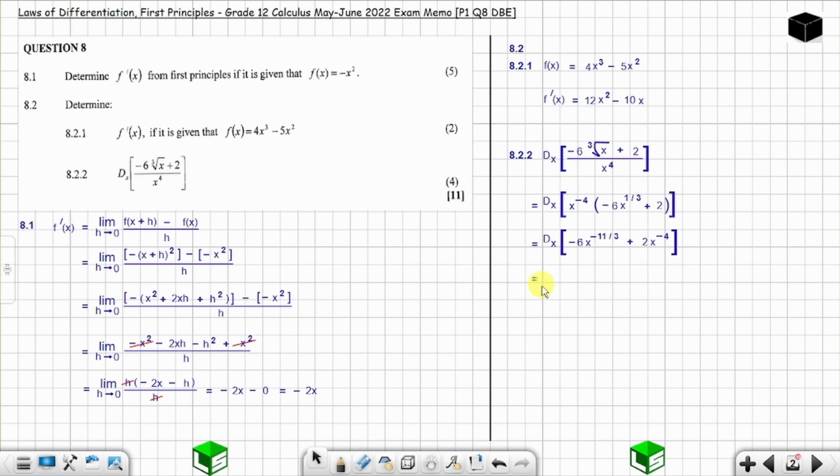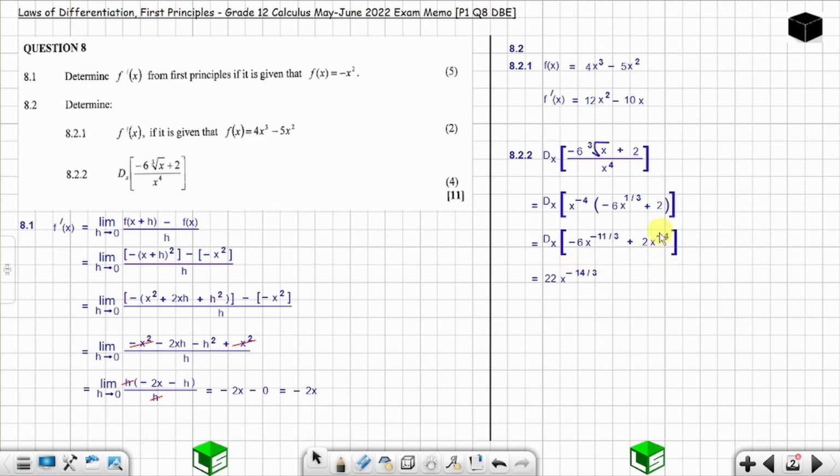This is equal to, now I can take the derivative. So I'm going to drop this. Your exponent is minus 11 over 3. You multiply by the coefficient, which is negative 6. So you have minus 11 over 3 times negative 6. This is 22. So you have 22 x to the power of this minus 1. You subtract 1 from the exponent. So you have minus 11 over 3 minus 1. You are going to have minus 14 over 3.